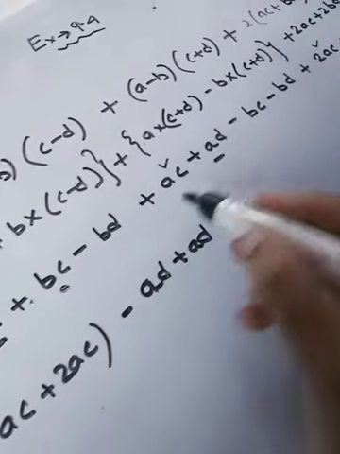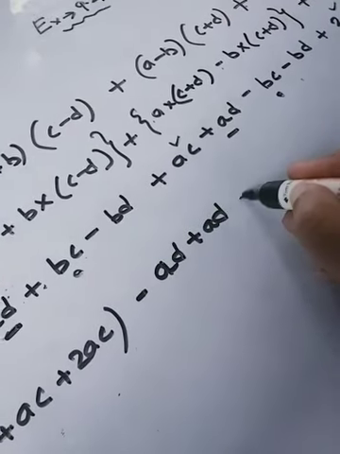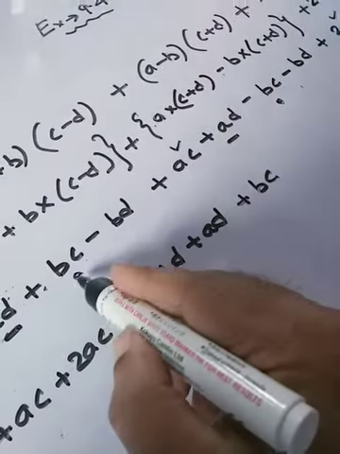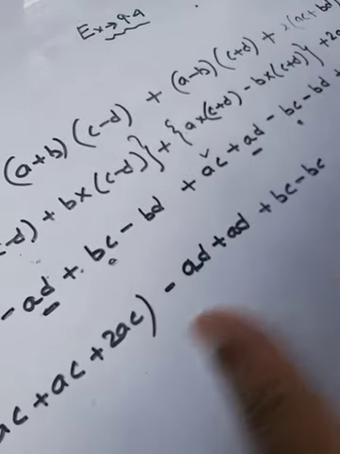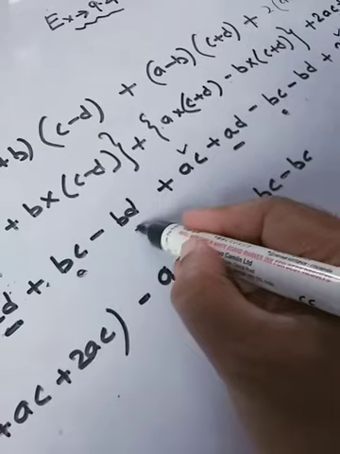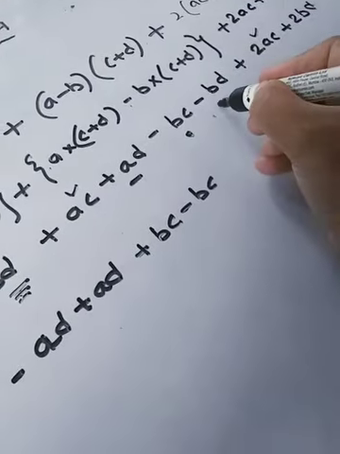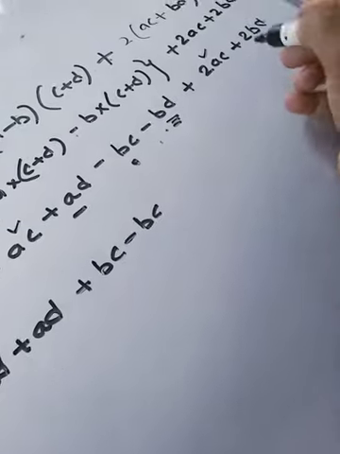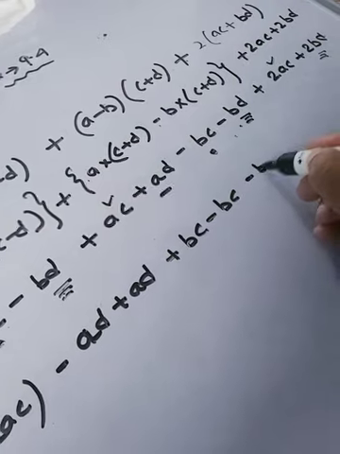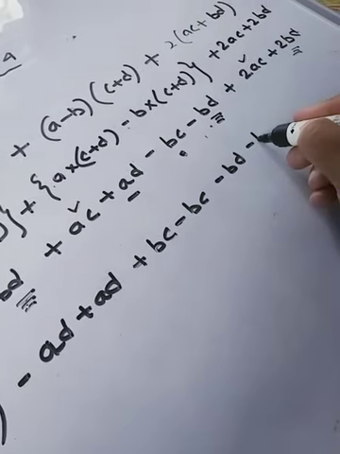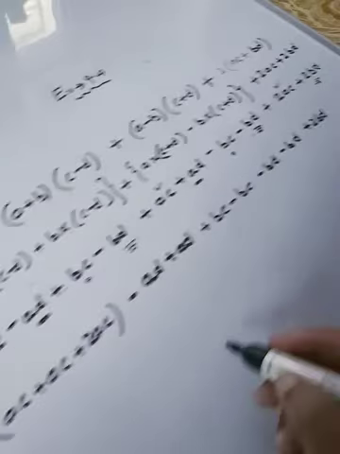Now we'll look out for BC. Is there any BC? No. So we'll write it down. Plus BC minus BC. So all these like terms, I'm bringing them together. Now BD, this is also BD and this is also BD. So we'll keep these all together. So minus BD plus 2BD.